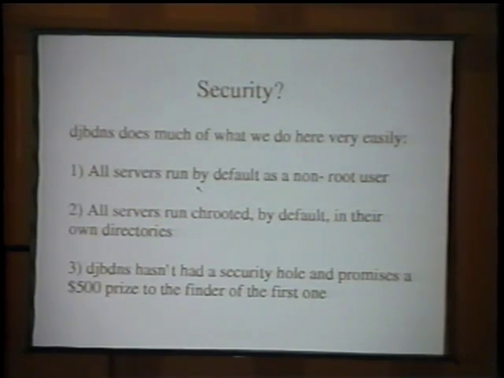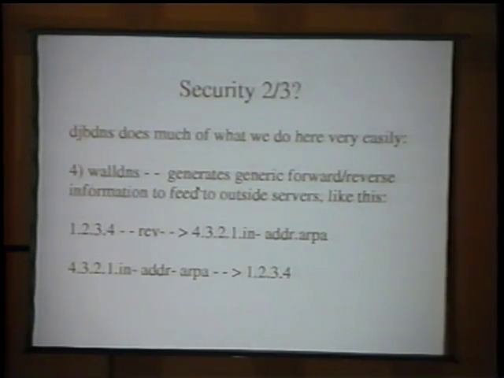The nice thing is a lot of what we've done here is a lot easier to do with DJB DNS. All the servers run non-root by default. All of them run chrooted by default. We don't have to do anything weird there. They haven't had a security hole yet, and they're promising what is now a smaller sum of money, but still promising a prize to anybody who can come up with a hole. The prize has gone uncollected. It would not have gone uncollected if they'd offered one for BIND, which has had, oh God knows how many problems.